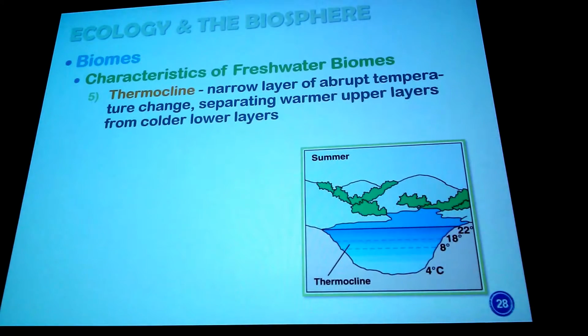But what happens is, as the water gets colder, it gets denser, and it sinks to the bottom. And so that's what sets up your layers, because it layers itself based on the temperature. Colder water is heavier, warmer water is lighter, so it floats to the surface. Now, if you get in there and start swimming around, you're just going to mix all of that up, and so even out the temperature.